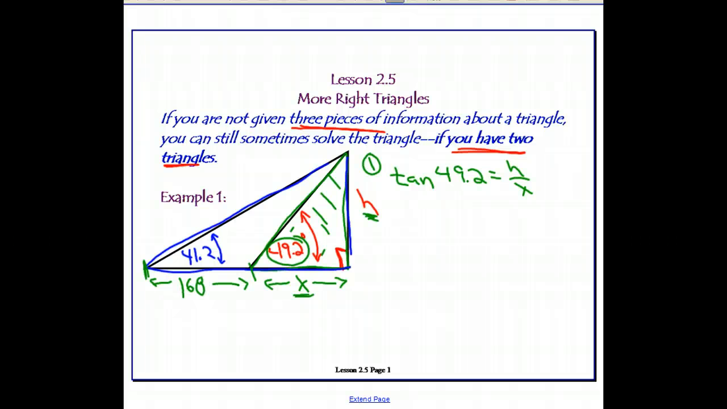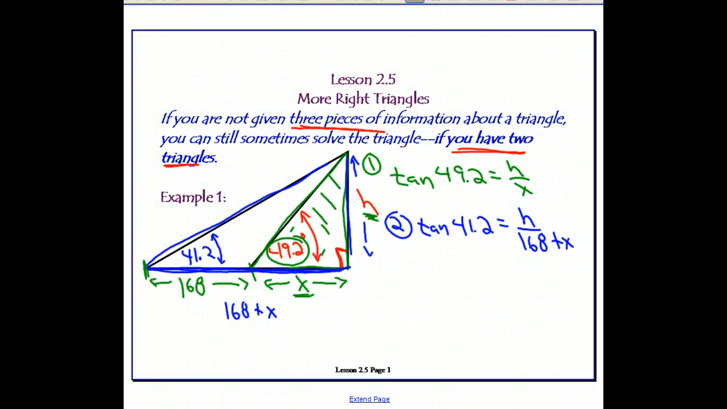Second equation, I'm looking at the blue triangle. So now I've got this outer triangle. I've got this side here, which would be a total of 168 plus X. I still have my H side over here. So my second function on my blue triangle will be the tangent. And this time the tangent is of 41.2 degrees. It equals H. And this time it's over 168 plus X. All right, guys. Two unknowns, H and X. I've got two triangles. I can solve this. It's going to take a little bit of algebra, but I can solve it.